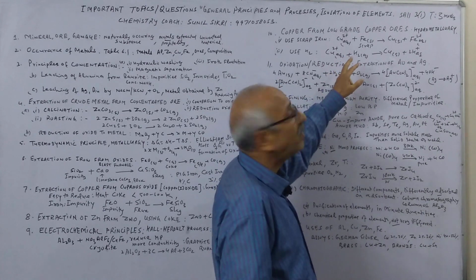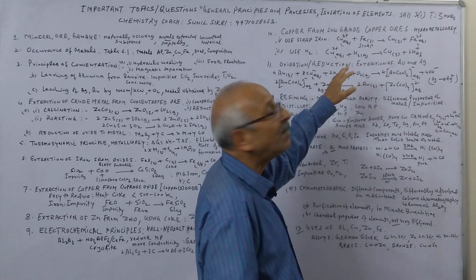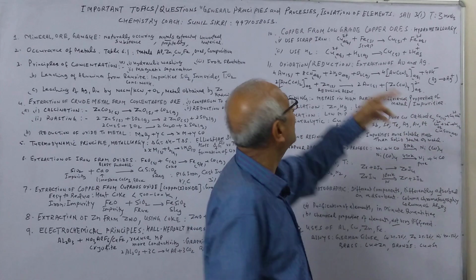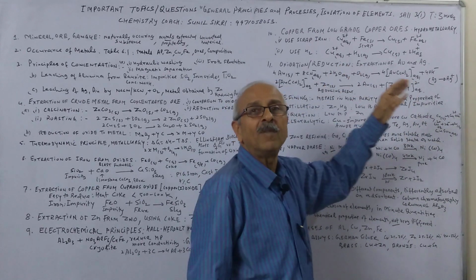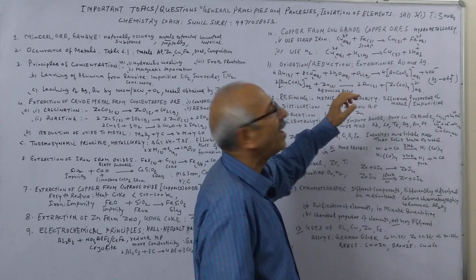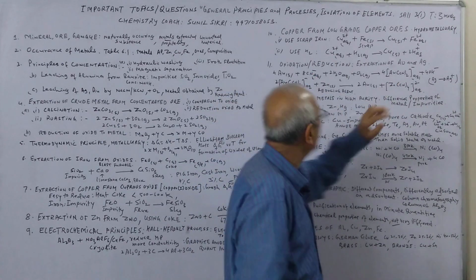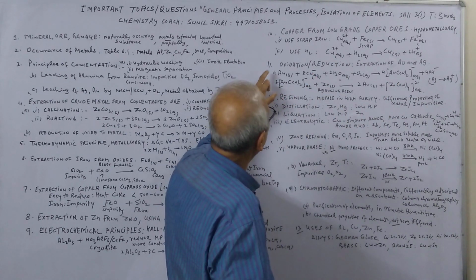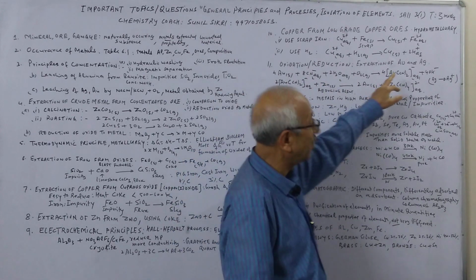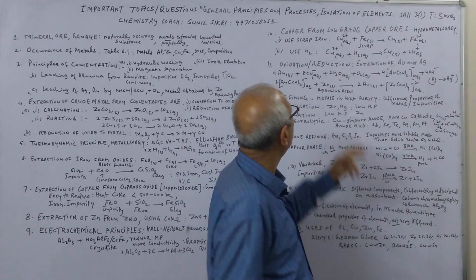This is preferred over zinc because zinc is costlier, and zinc is also more reactive than iron, so it will also oxidize iron to Fe2+. Further, I am saying oxidation reduction for silver and gold, very important question.